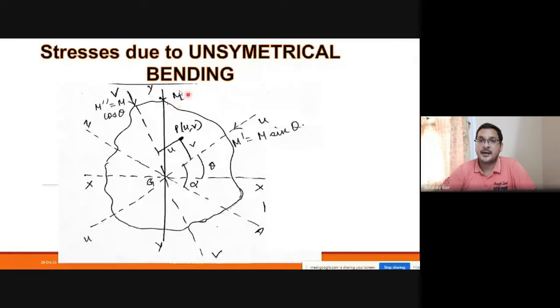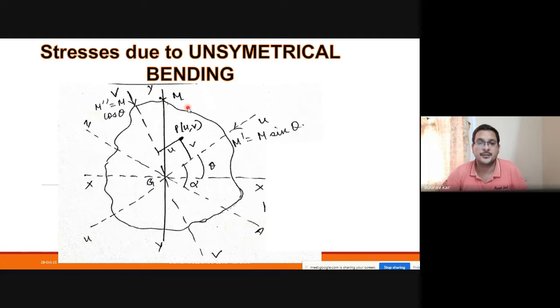Now, in order to know the maximum bending stress at a point inside the body which is subject to unsymmetrical bending, we have to know the maximum bending moment value. So let us consider this maximum bending moment value M. It depends on the loading pattern as well as the type of load, UDL, UVL, point load, or support conditions.